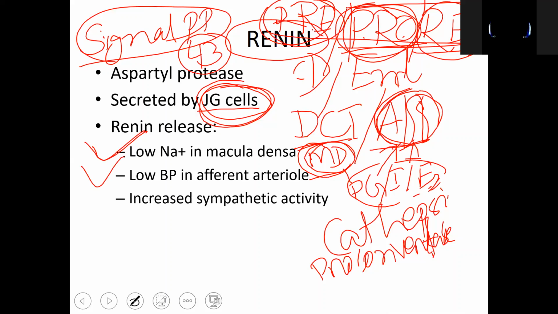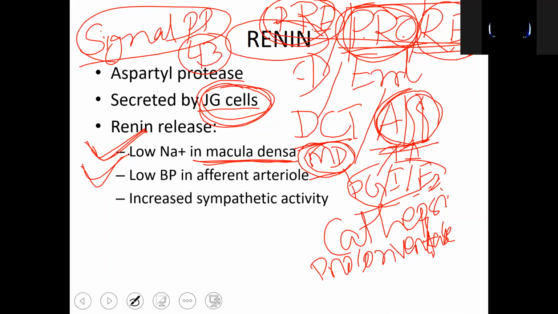Another is low blood pressure in the afferent arteriole. So there is one baroreceptor pathway. The first one is called the macula densa pathway: low sodium sensed by macula densa, prostaglandin synthesis, afferent arteriolar JG cells are stimulated, renin release. First one. The second one is low blood pressure in the afferent arteriole, which will be sensed by the local baroreceptors, and that will cause stimulation of the JG cells, and that will cause release of the renin.